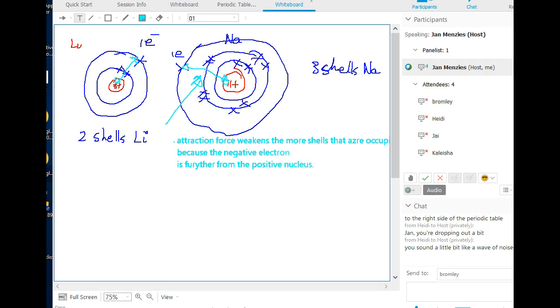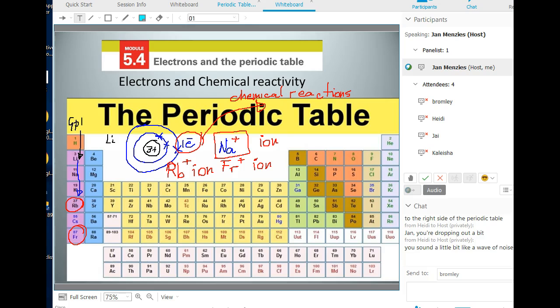Okay, so I've just typed that up. The attraction force between the negative electron and the positive nucleus gets weaker the further away. So let's go back to the periodic table. The period, hydrogen has one shell occupied. Lithium has two shells occupied. Sodium has three. Can I have a tick?